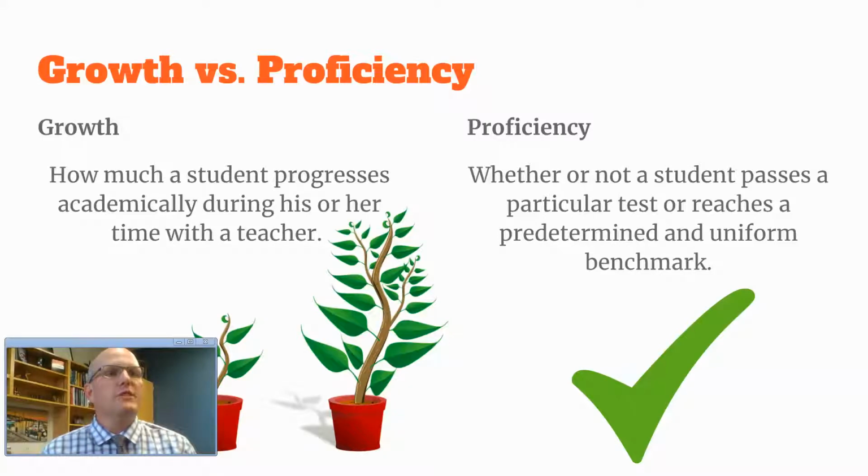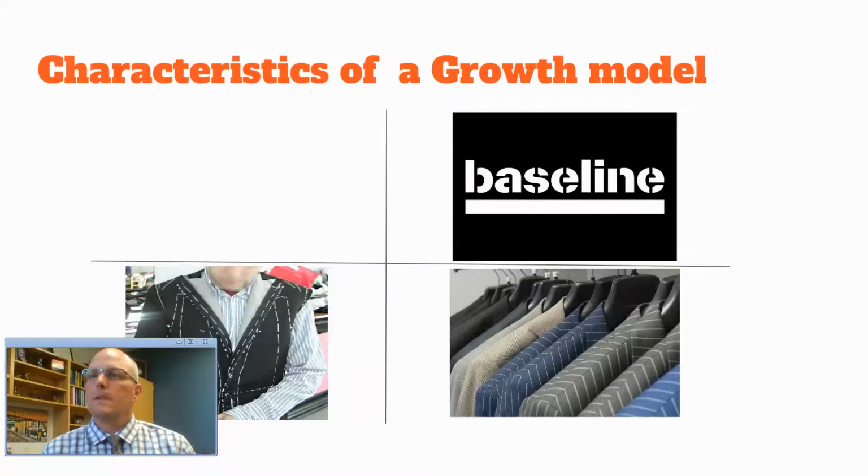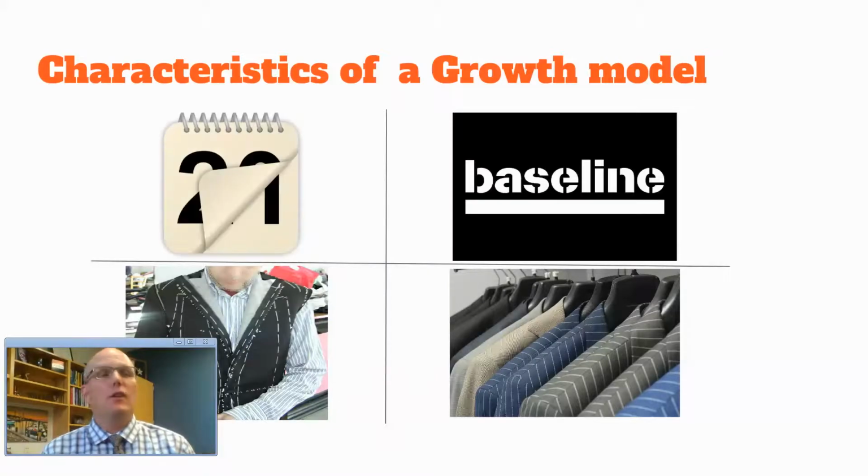Okay, growth versus proficiency. Growth is improvement over time. Proficiency is, did I meet that standard at a specific point in time? So the characteristics of a growth model are, as we said, it measures academic progress over time, it establishes a baseline for improvement, and it provides an explanation and expectations for that growth.